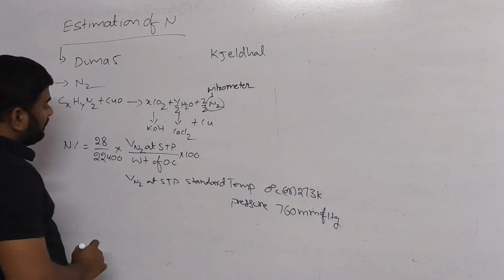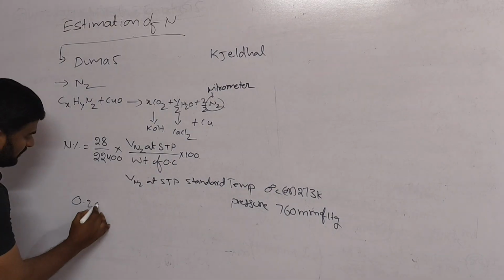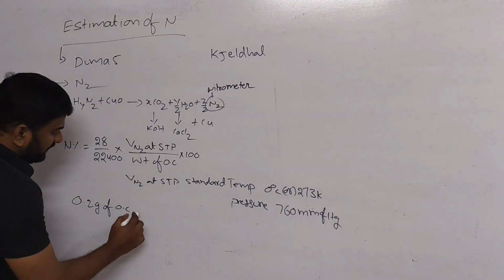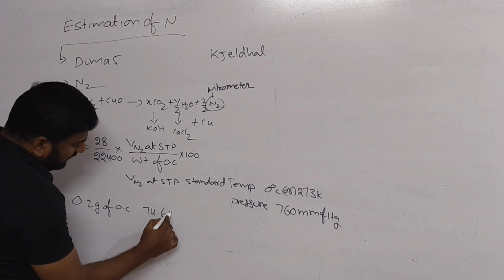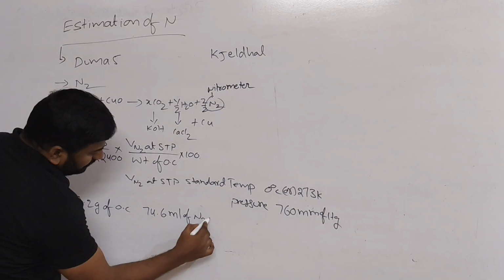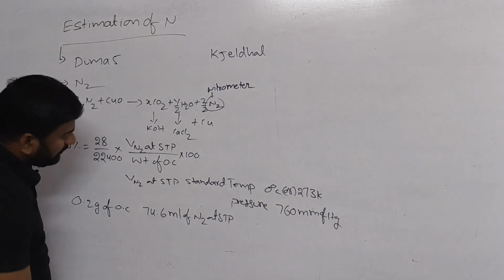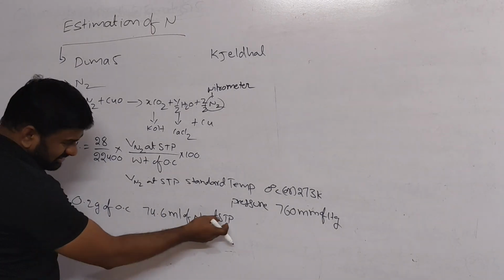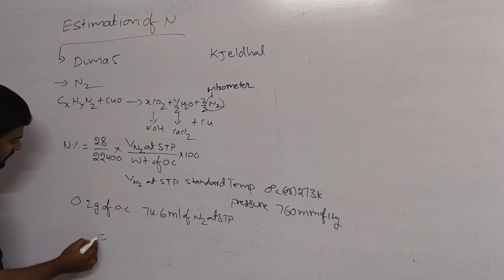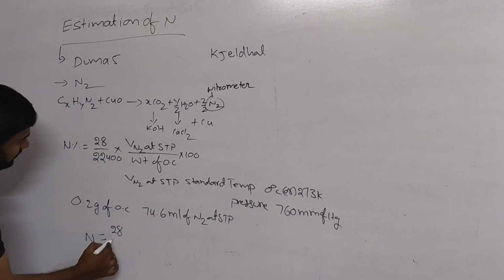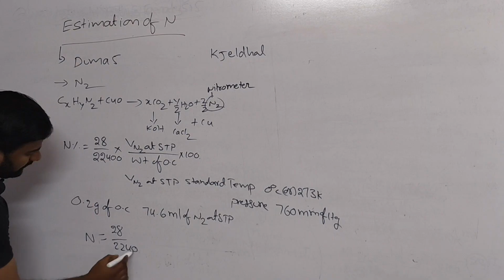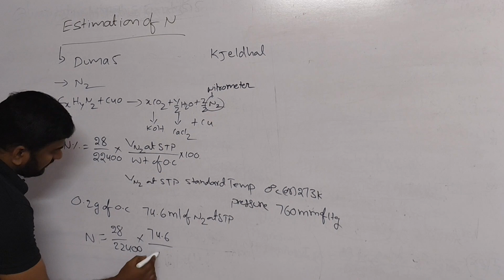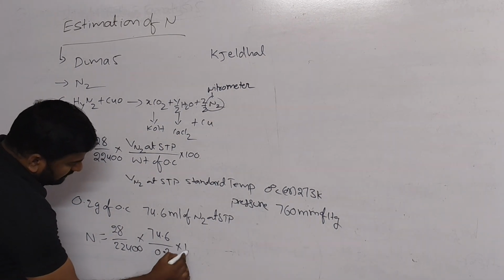Here we will take one problem. 0.2 grams of organic compound is subjected to the Dumas method, and it liberates 74.6 ml of N2 at STP. What is the nitrogen percentage? Here the organic compound weight and the volume of N2 at STP are given directly. So substitute in the formula: nitrogen percentage equals 28 by 22,400 into 74.6 by the organic compound weight 0.2, into 100.